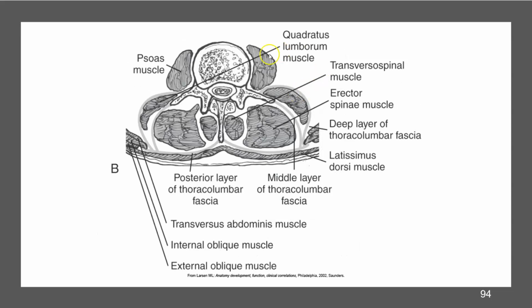Okay, so we're down into the lumbar spine. So we have the psoas muscles down here. We have the quadratus lumborum coming across here. This is the transversospinal muscle, the erector spinae muscle. And I want you to know the latissimus dorsi. Okay, and then out here on the sides, we have the abdominals. We have internal and external obliques, and then the transverse.